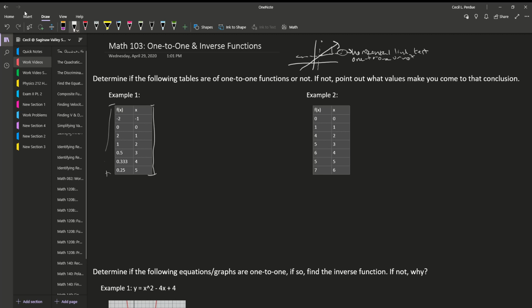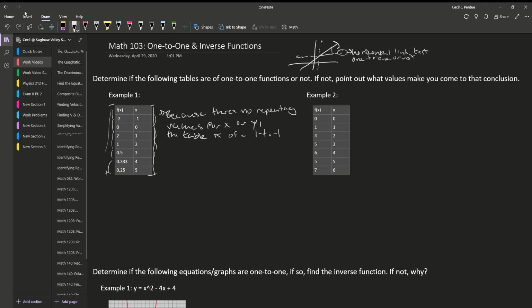As we can see, we get no value of x across all of them that is the same, and no f of x or y across all these values that is the same. So that tells us that because there are no repeating values, the table is of a one-to-one function.